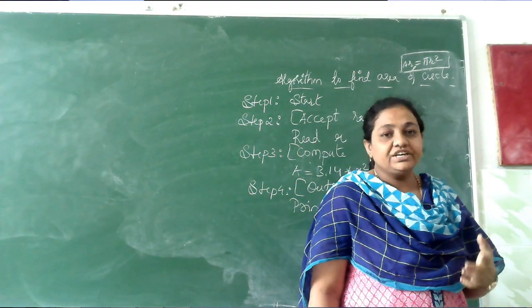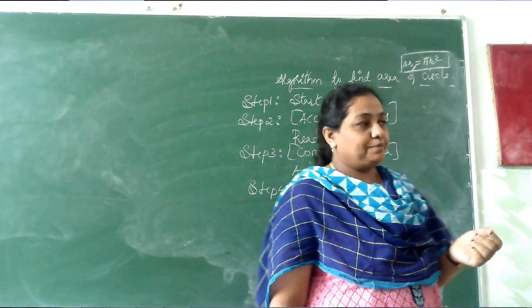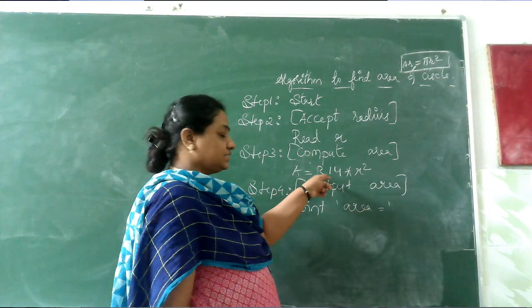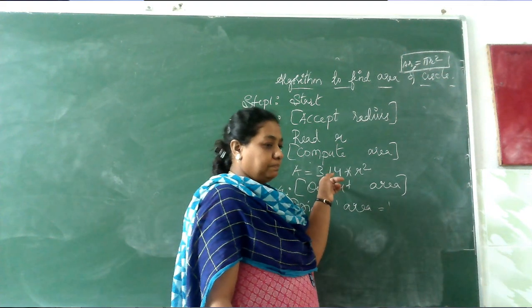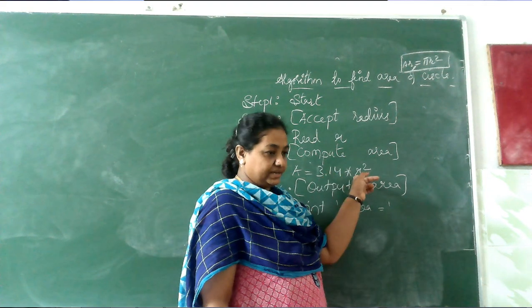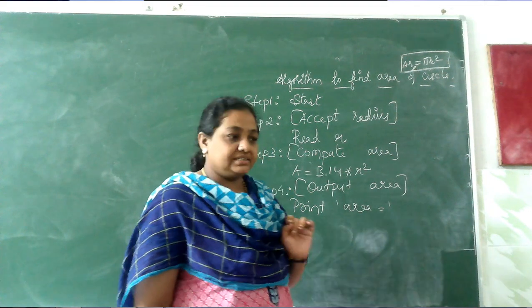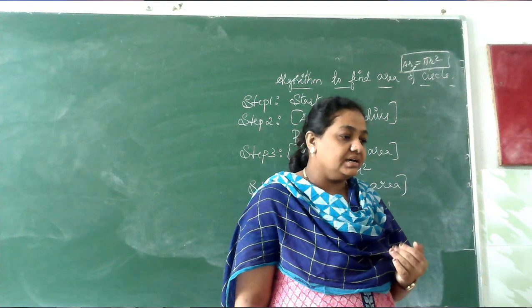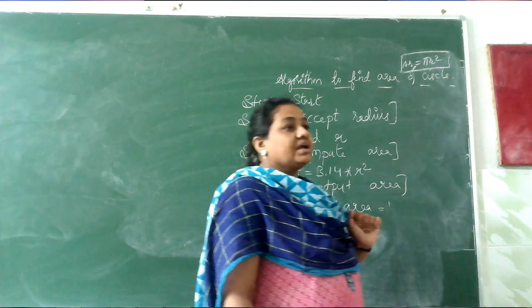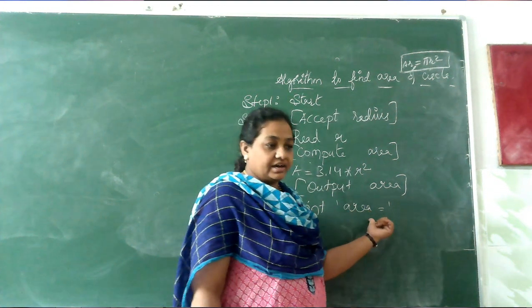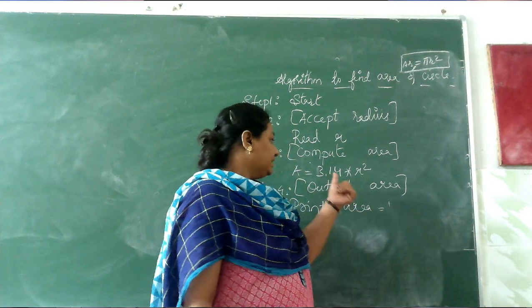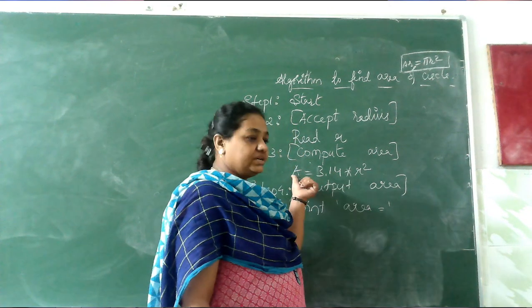Read r. Then we will compute area. So area is equal to pi, the value of pi, as we know, 3.14, into r square. R square is nothing but the radius into radius, so we need to multiply the accepted value twice. So we are computing area. Area is equal to pi r square.